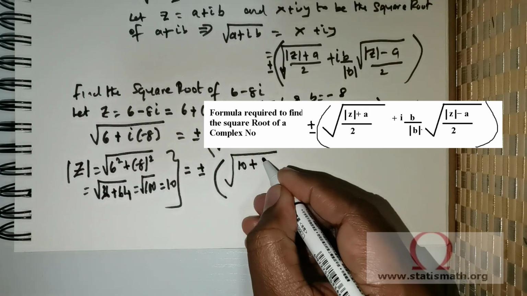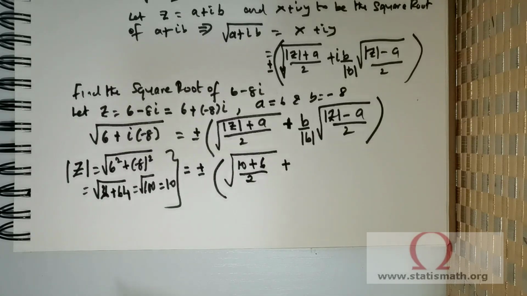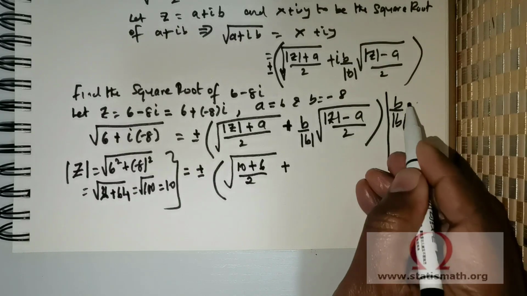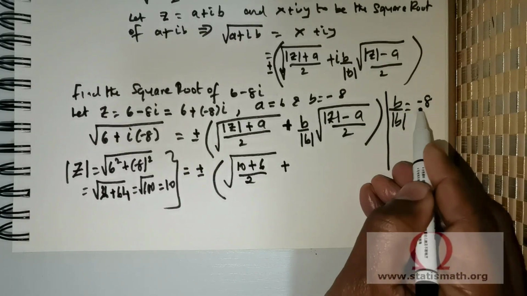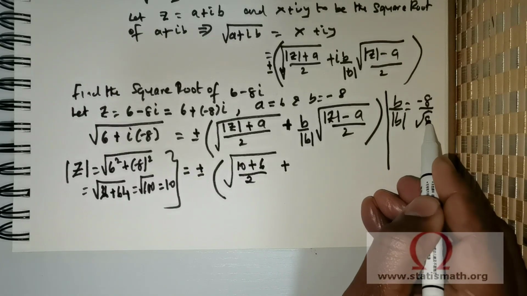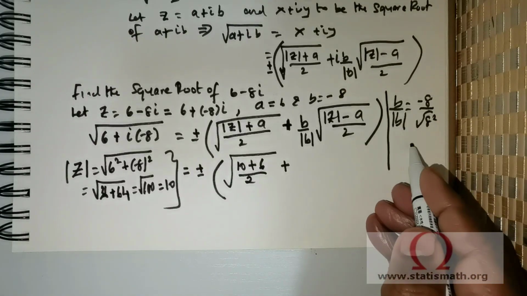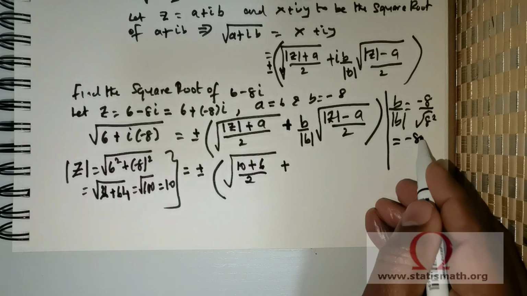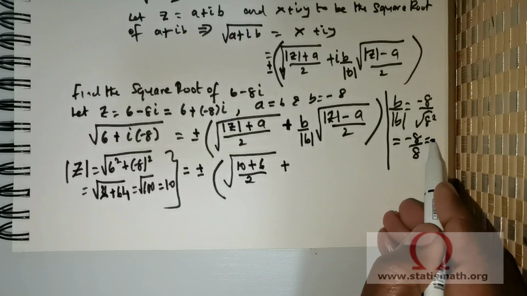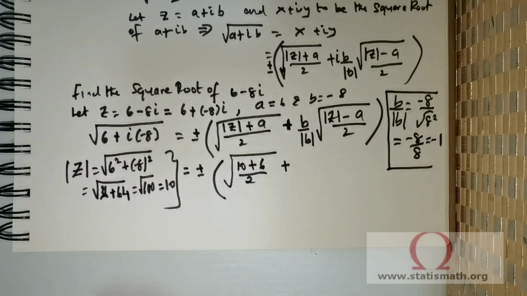So a is 6 here, divided by 2, plus b, the value of b, you can calculate b divided by modulus of b. The value of b is −8, but the modulus of b is going to be the root of 8 squared. It doesn't matter, negative or positive, it is still going to be positive there. So the root of 8 squared will give you 8. So 8 divided by 8 will give you 1, but the sign is negative, so that's going to be −1 there. So much for evaluating b divided by modulus of b.